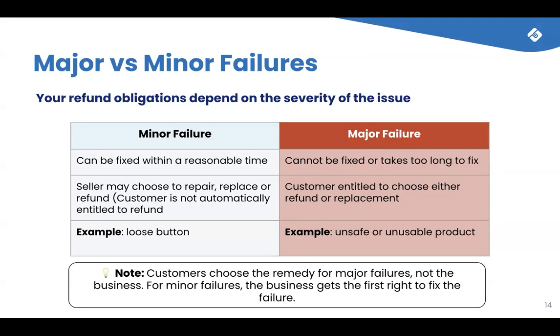What is a major failure then? A major failure is, of course, a more serious issue. It includes situations where the product is unsafe or unusable or cannot be fixed, or if the fixing will take too long. In these cases, the customer chooses the remedy. So the customer is entitled to choose whether they want a refund, replacement, or maybe a compensation. So for major failures, the choice of remedies belongs to the customer, not the business.